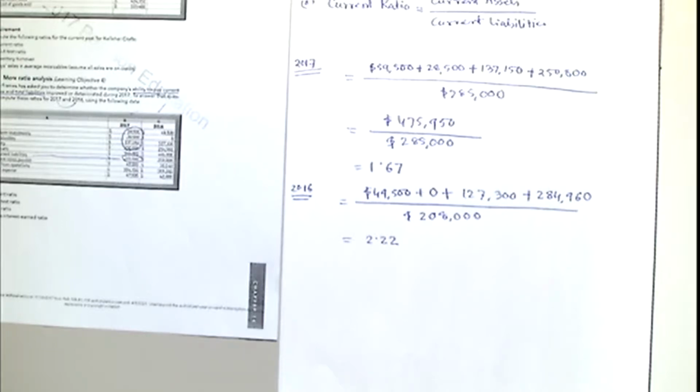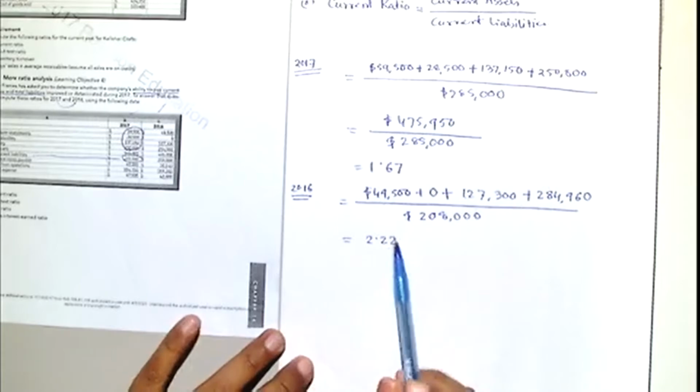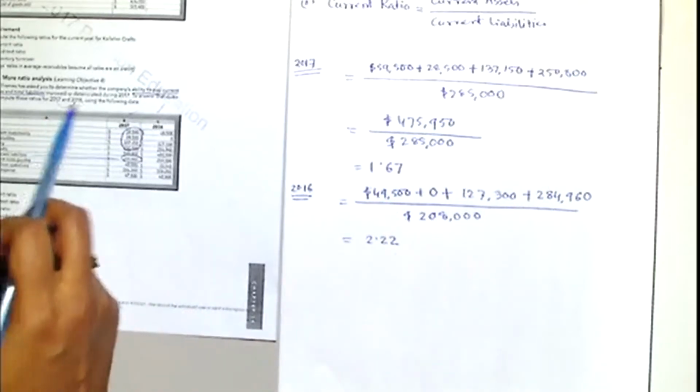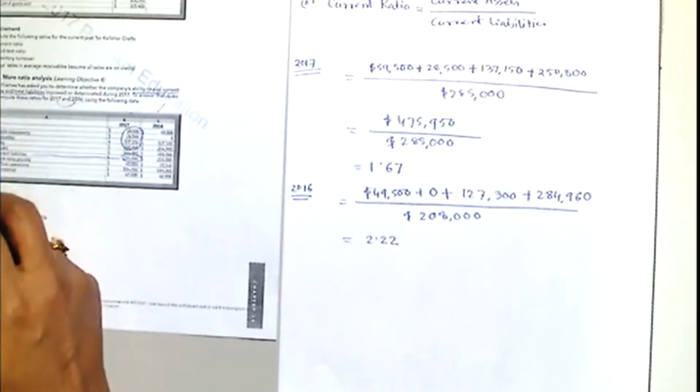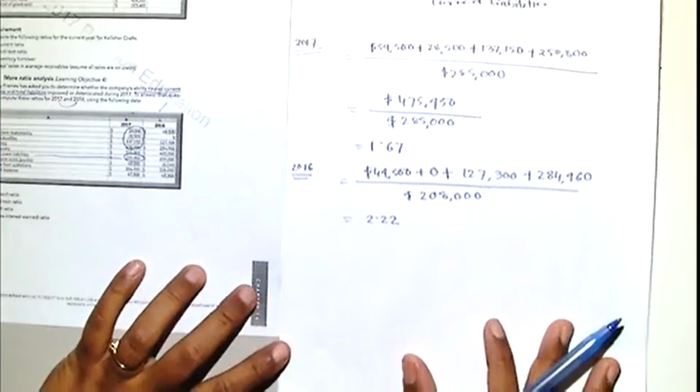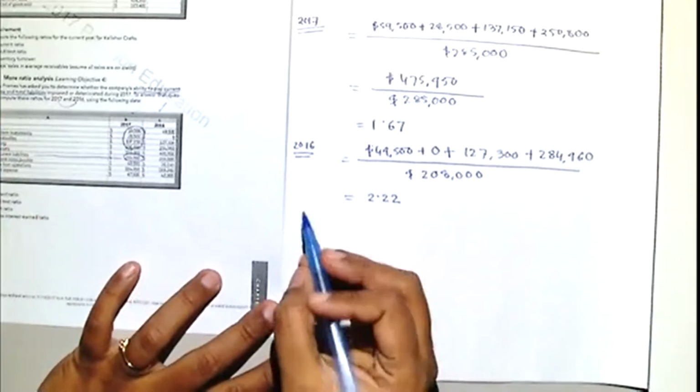Worse, because you see here, it was better, the ratio, right? So it went down. So they are asking about their ability to pay current liabilities. Well, it didn't improve. It gets worse, right? So we did current ratio.